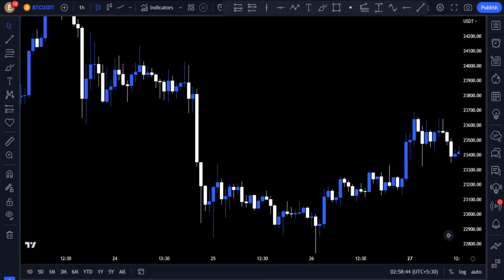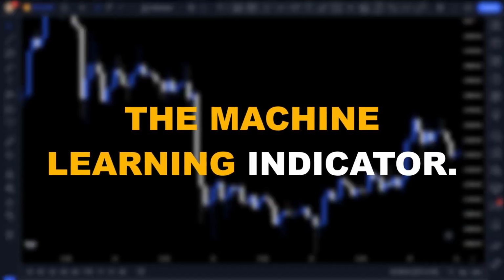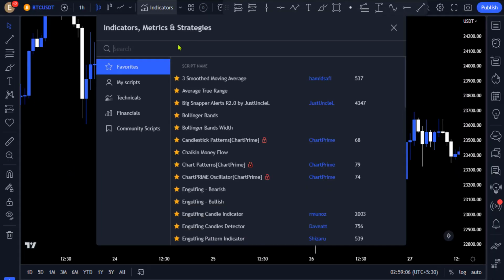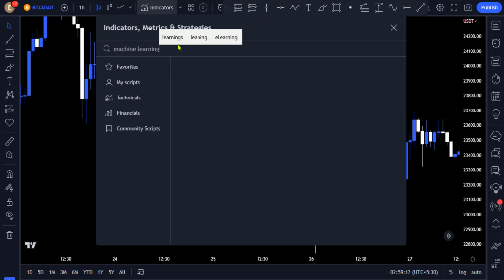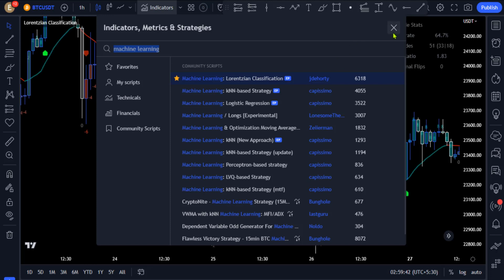This tool is the most advanced indicator in the TradingView section that generates amazing buy and sell signals. It is called the Machine Learning Indicator. To add this wonderful indicator to our chart, you will have to click on the Indicators tab over here and search for Machine Learning. Then add this one, the Machine Learning: Lorentzian Classification, which is also an Editor's Pick indicator and is written by this guy named Jdehorty.